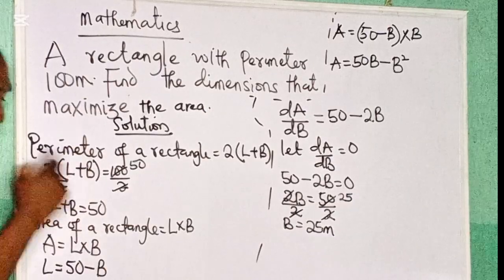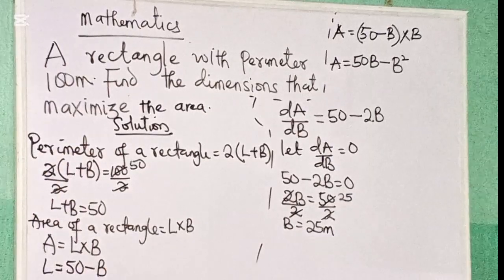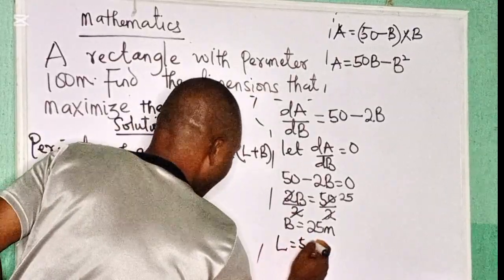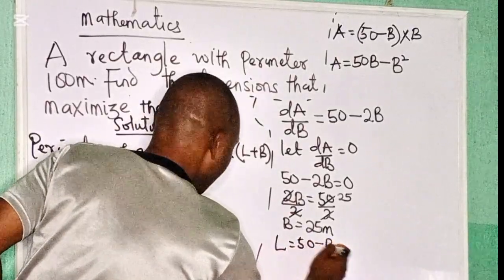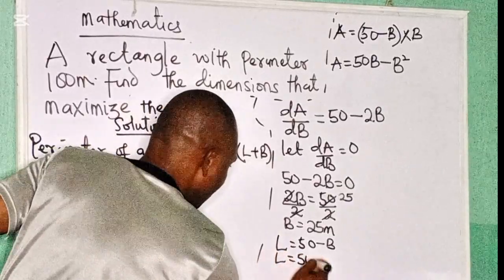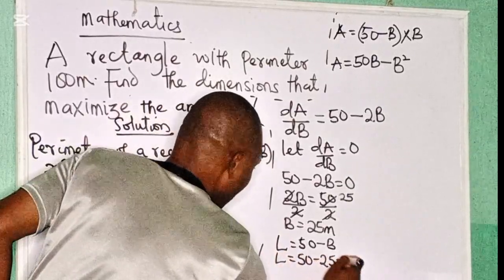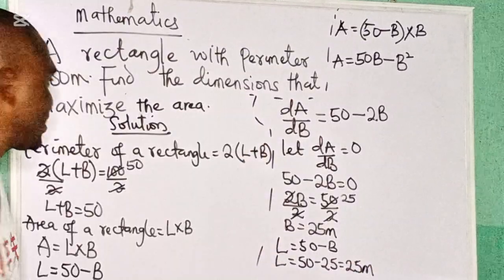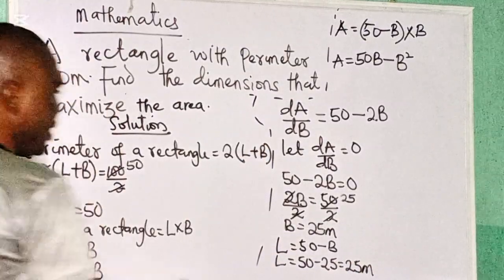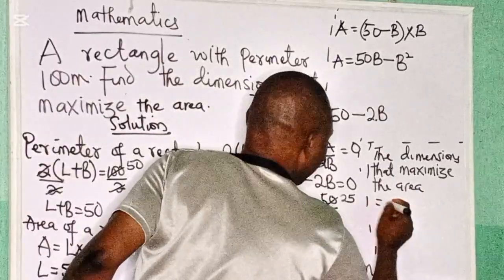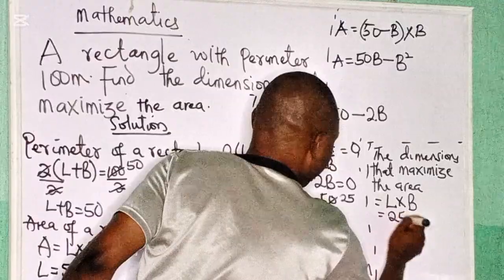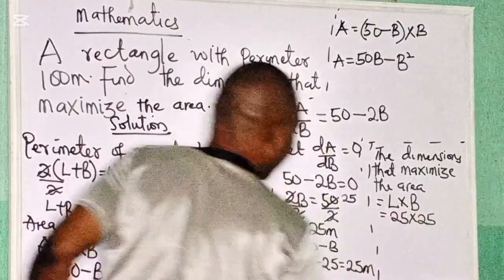What about the length? Now come back here. Length is equal to 50 minus B. So my length here is equal to 50 minus B, and that gives us L equals 50 minus 25, which gives us 25. Am I communicating? So the dimensions that maximize the area are L times B, that is 25 times 25.